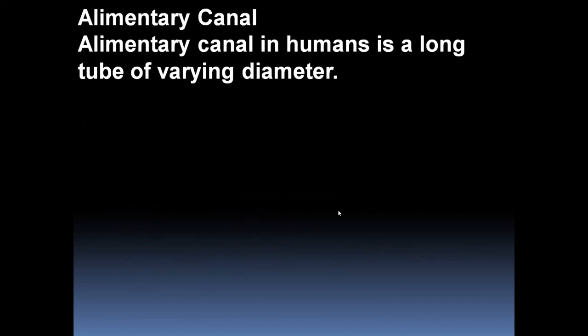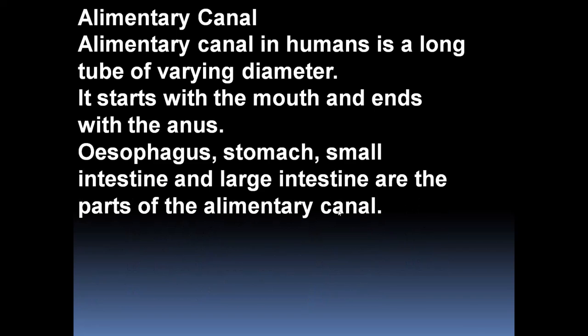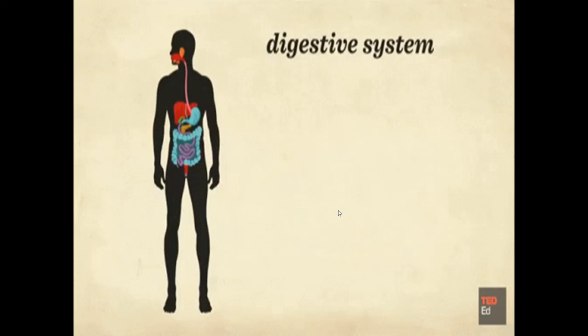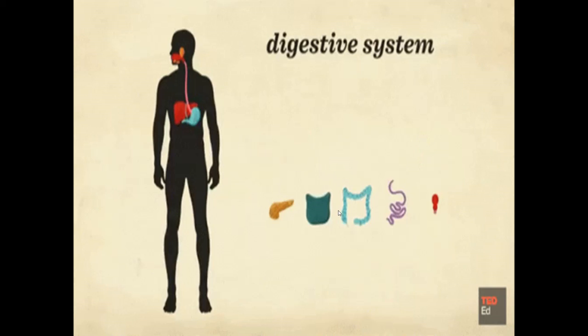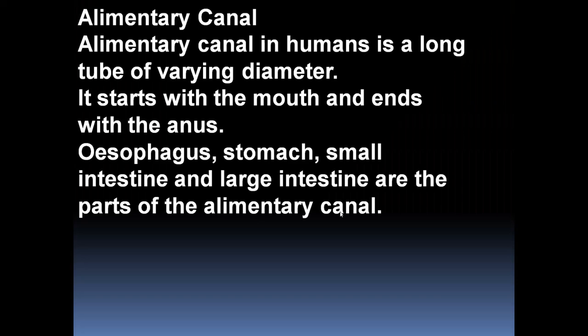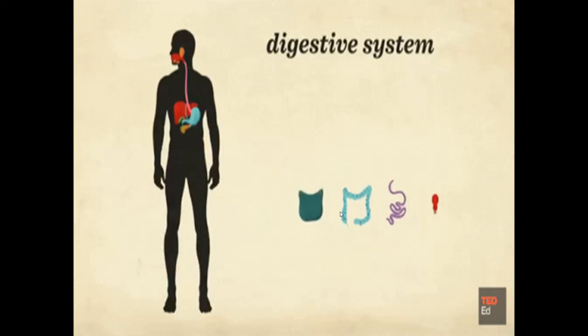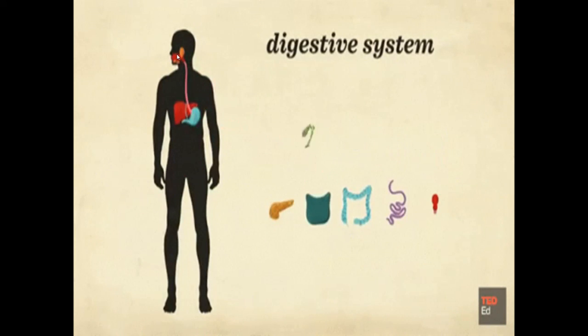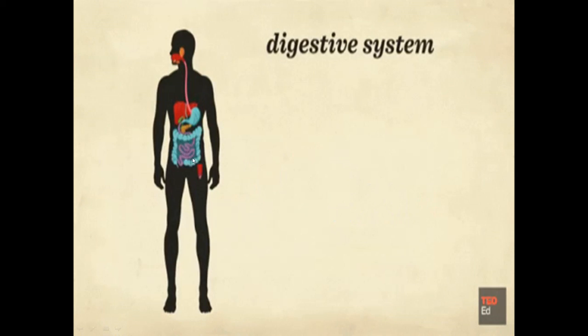Look at this alimentary canal. The alimentary canal in humans is a long tube of varying diameter. In this image you can look at the alimentary canal. It starts with the mouth and ends with the anus. As you can observe the arrangement here, it starts with the mouth and ends in the anus.